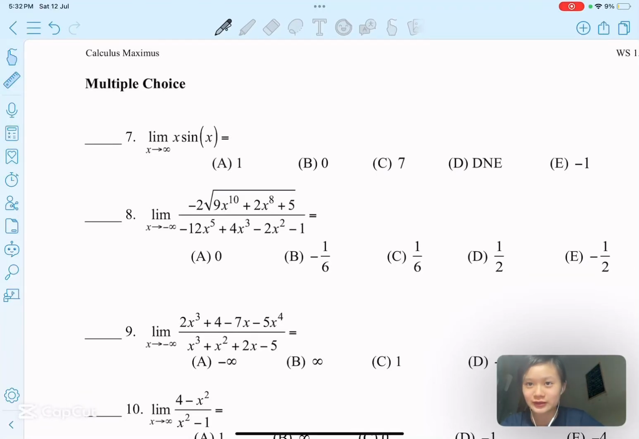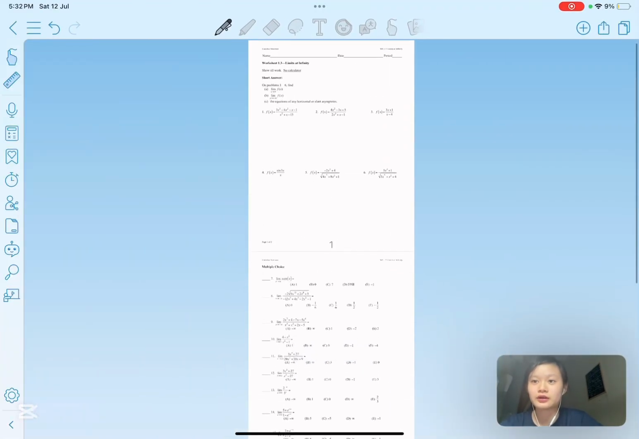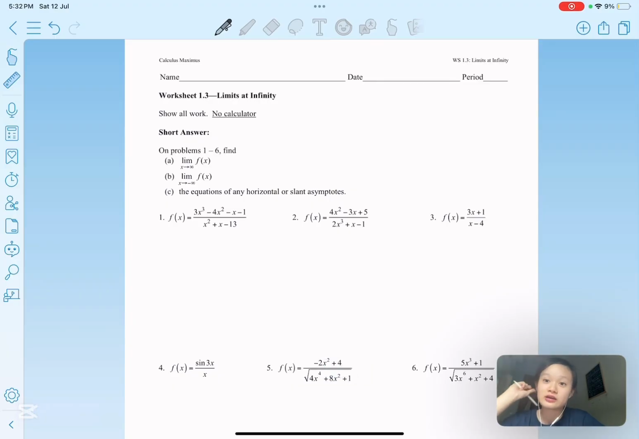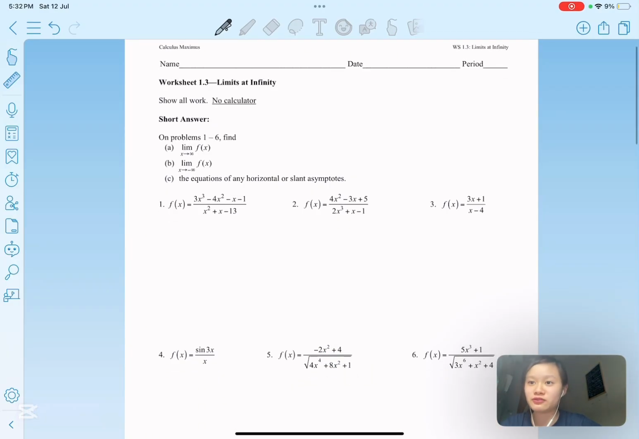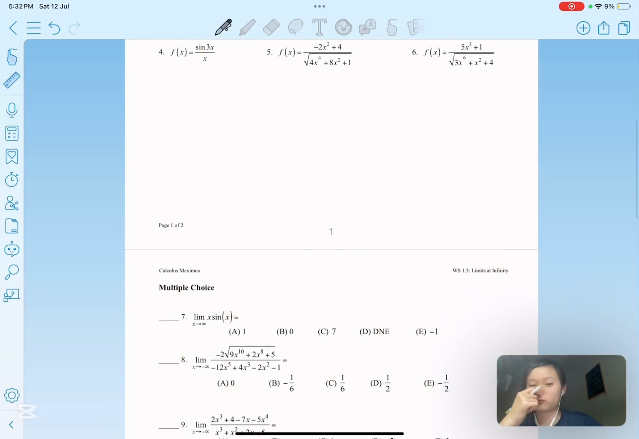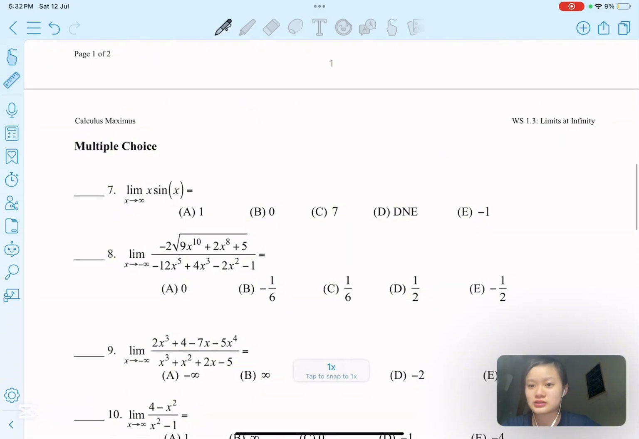What's up, guys? Today is day 3 of doing every single lesson for you guys to prepare for the AP Calc AB or BC. Today we're doing limits at infinity. Not going to go so fast because I know it's a new concept. Something here is kind of new, kind of reviewed depending on your level. But question number 7 MCQ.